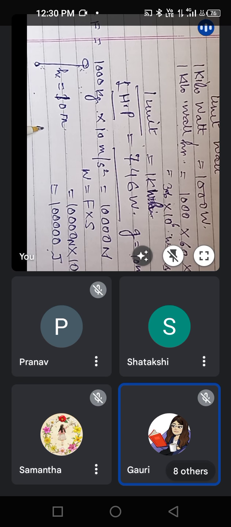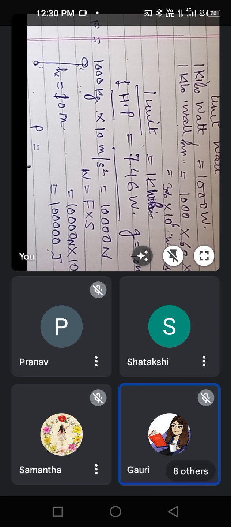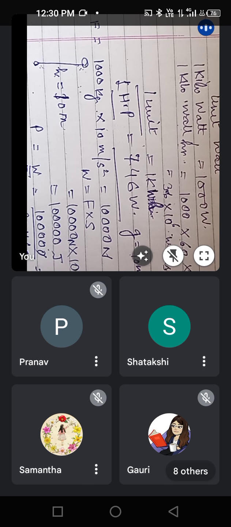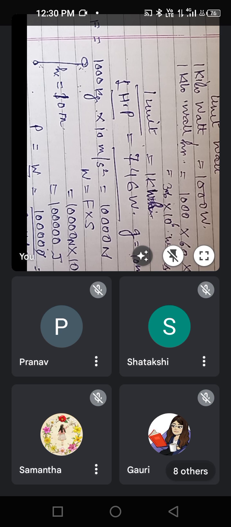Now it says power. Power is equal to work upon time. Work done is this much. Time is half an hour, 30 minutes, 30 into 60. Two zeros will be cancelled. That will be 10,000 upon 18. If you solve this, it will be in joules per second. Divide it and tell me the answer.